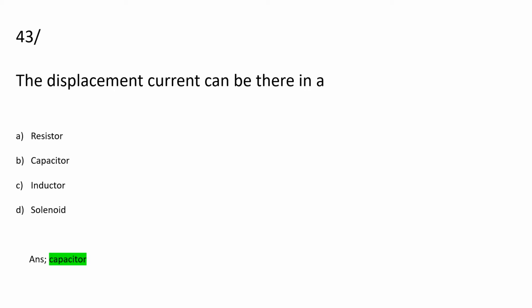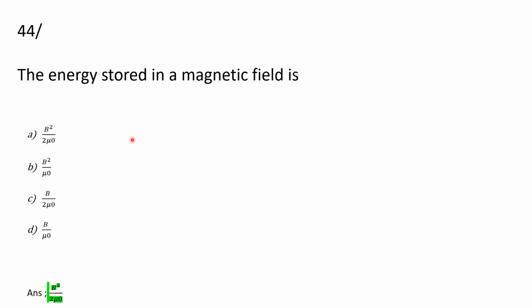So the answer is 13. Then the displacement current can be there in a, and the options are resistor, capacitor, inductor and solenoid, and here the answer will be capacitor. Then the energy stored in a magnetic field is, and the options are B square by 2 mu naught, B square by mu naught, B by 2 mu naught and B by mu naught. This is the formula, and we all know the answer is B square by 2 mu naught.